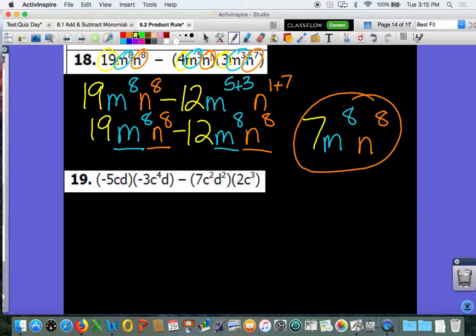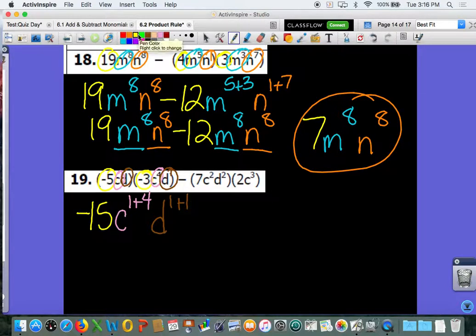So I've got, going to go ahead and multiply -5 and -3. A negative times a negative is a positive. So I've got -15. Let's do some different colors. I've got C. Ooh, there's nothing on the C, so I know it's an invisible 1. So C to the 1. Here's C to the 4, so 1 plus 4. And I've got D right here, again, invisible 1, and another invisible 1. So it's 1 plus 1.